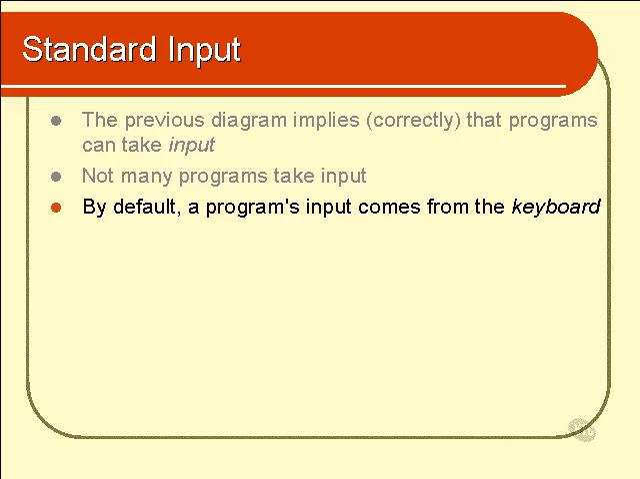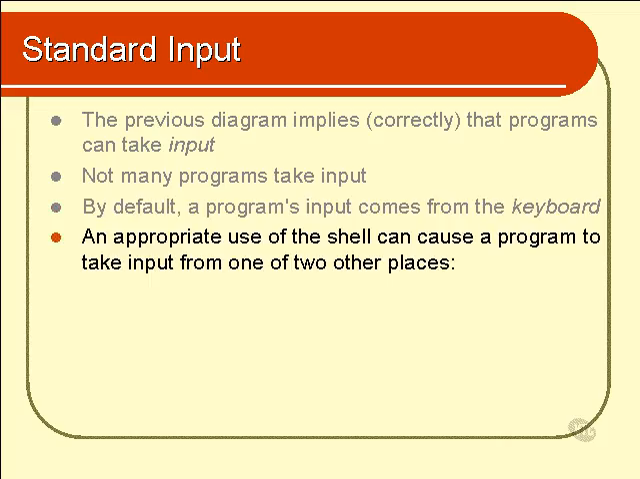By default, a program's input comes from the keyboard. In other words, you have to type it. It is, however, possible to cause any program to take its input from one of two other places. Similarly to output, those two places are, one, a file. In other words, you can get the input to any program to come from a file. You can also get the input to come from another program.